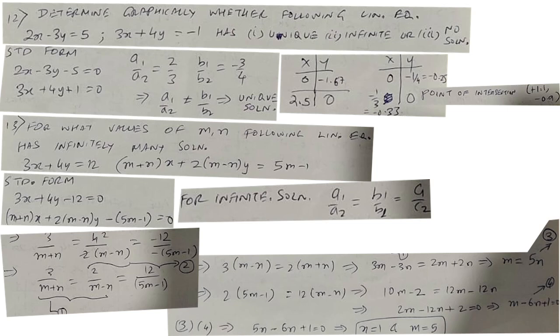So substituting for m from equation 3, you will get 5n minus 6n plus 1 equal to 0, which means n is equal to 1. And substituting back in equation 3, you will get m is equal to 5. So for m equal to 5 and n equal to 1, the equations 3x plus 4y equal to 12 and (m plus n)x plus 2 times (m minus n)y equal to 5m minus 1, those two equations will have infinite solutions.